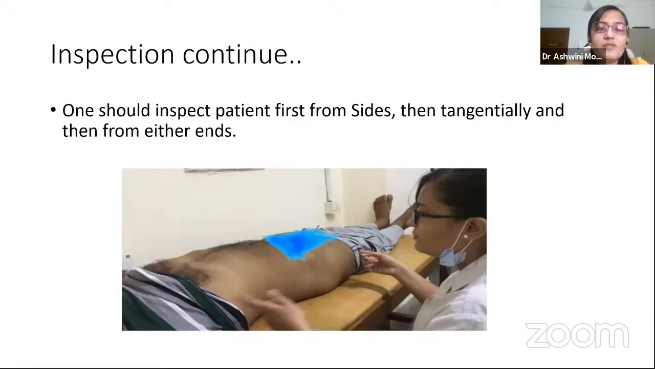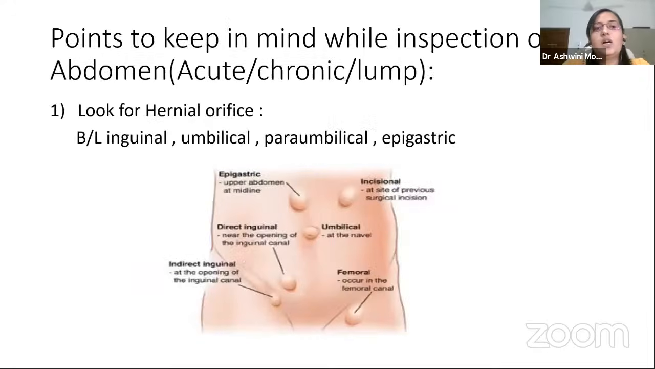This is the photograph of inspection. We have to stand or sit on the right side of the patient, with exposure from the nipple to the mid-thigh, or the saphenous opening. One should inspect the patient first from the side, then tangentially, and then from either end. Inspection should not be from only one side. It should be from side to side, from the head side to the toe side, and from the tangential level, that is, at the abdominal level. So this is about the position and exposure.